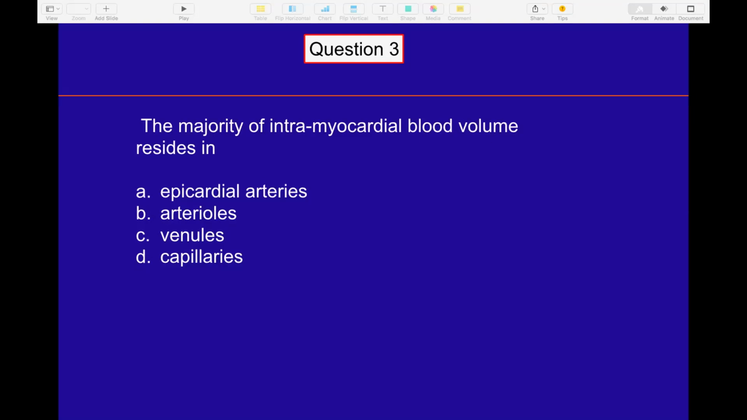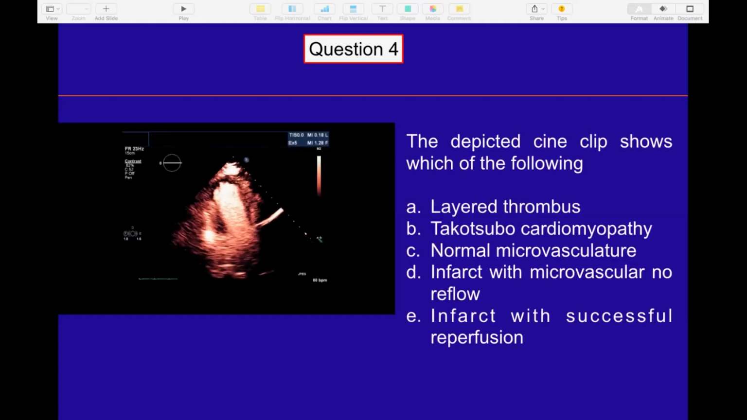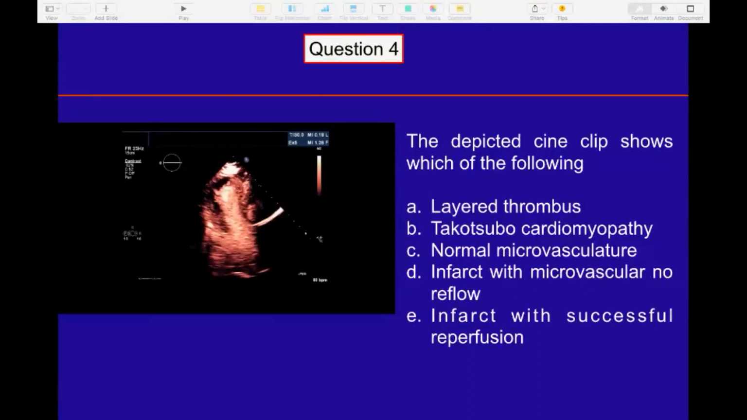Third question, the majority of intramyocardial blood volume resides in epicardial arteries, arterioles, venules, or capillaries. And the fourth question, which is a cine clip: the depicted cine clip shows which of the following features? Is there a layered thrombus? Is this Takotsubo cardiomyopathy? Is there normal microvascular integrity? Is there an infarct with microvascular no reflow, or is there an infarct with successful reperfusion?